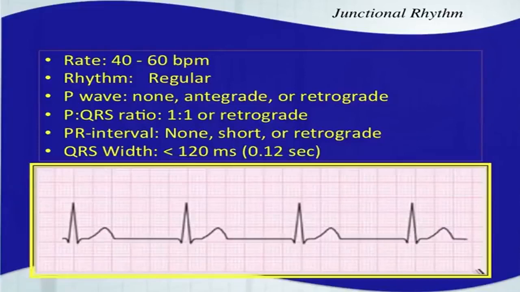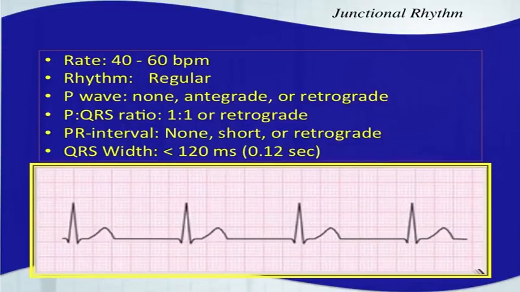So let's talk about the first rhythm. This is what we would call a junctional escape rhythm. It's often called the junctional escape rhythm or just a junctional rhythm. And the rate should be about 40 to 60 beats per minute, because the AV junction, the atrioventricular junction, has an intrinsic rate of 40 to 60. So that's why the rate should be about 40 to 60.